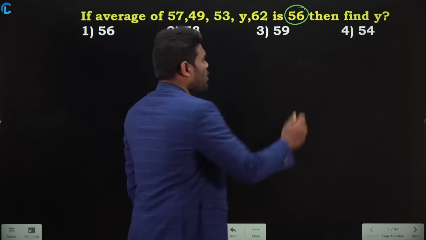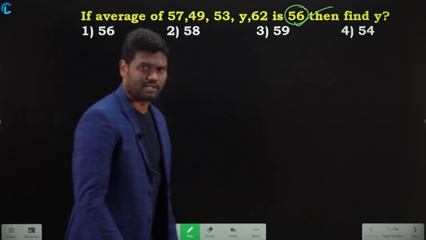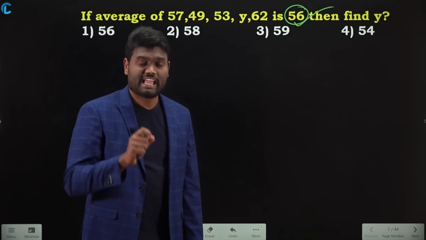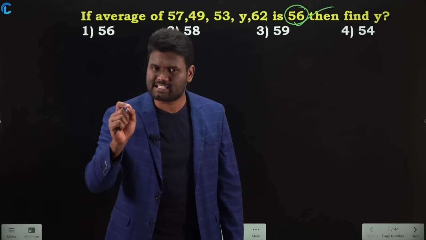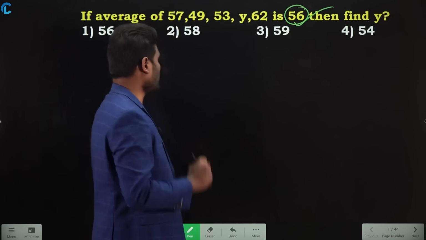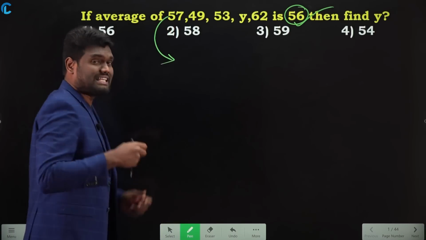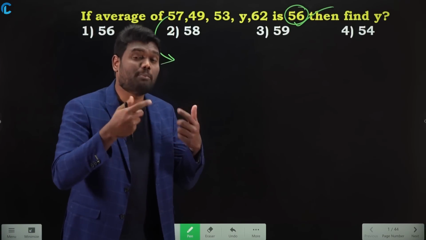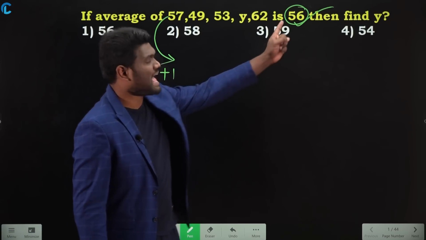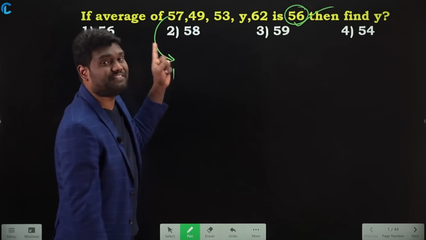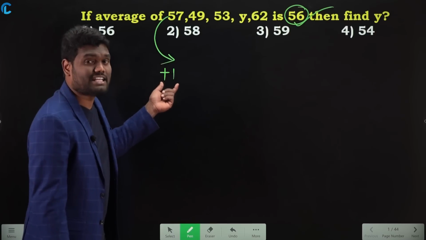Now if you observe here, the average of all these numbers is 56. When I say the average is 56, each and every number should be 56, 56, 56, 56, right? So let us cross check. The first number is 57, which is more than the average. How much more? It is 1 more than average, because the average is 56 but this is 57. As it is 1 more, I have taken it as plus 1.